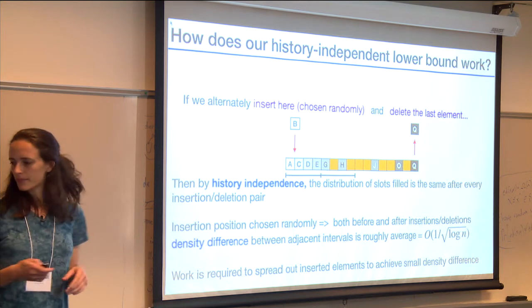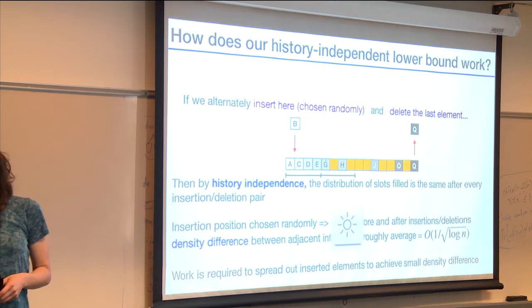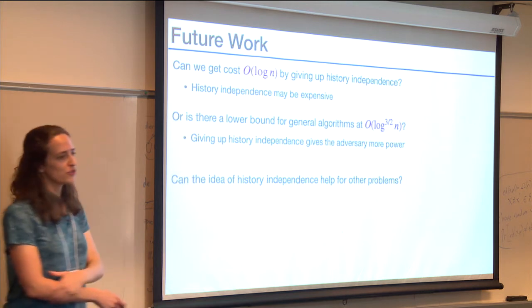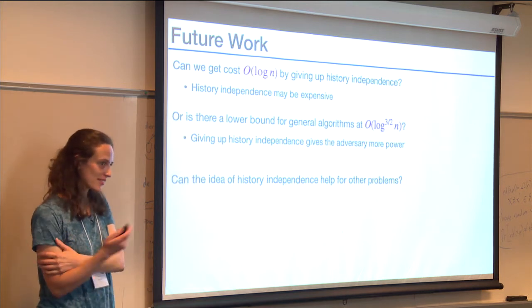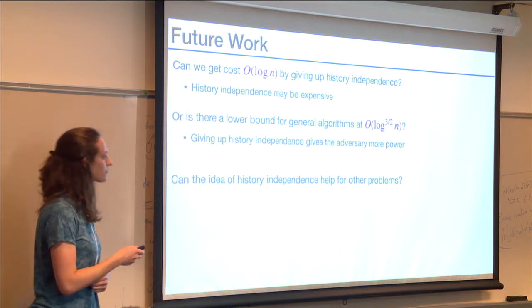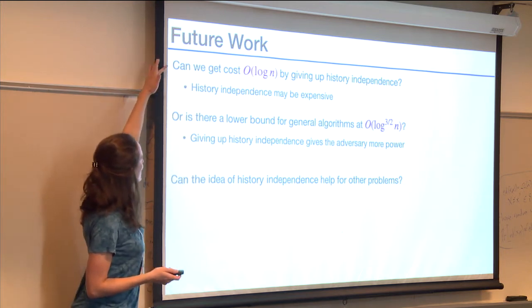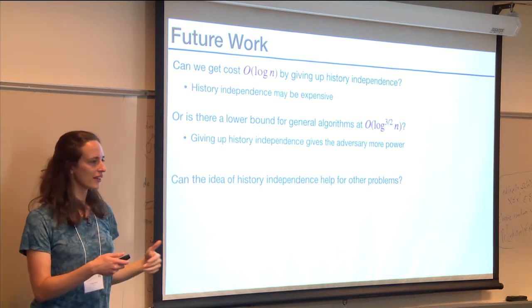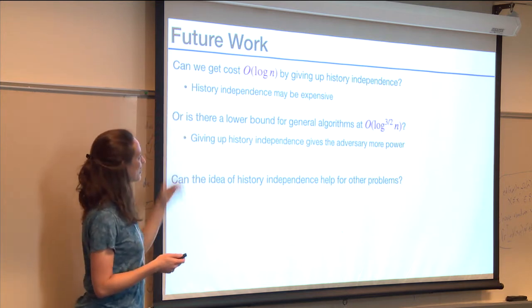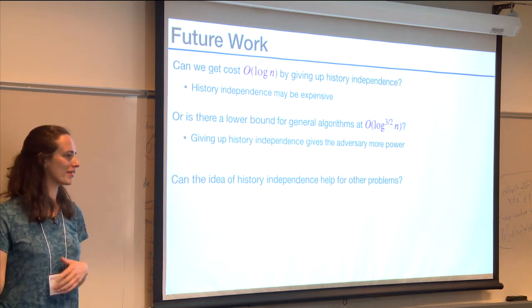Okay, so now let me just say some open problems for future work. The question for list labeling is, what is the correct answer between log to the 3/2 n and log n? There's two different options for what the answer could be. For instance, can we get cost actually log n? In which case we'd have to give up history independence, and the intuition would be that history independence might be an expensive thing to maintain, so maybe you can get better if you get rid of the property of history independence.